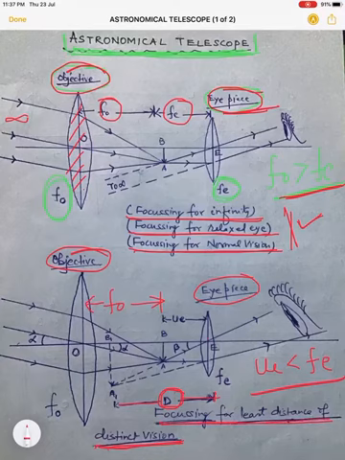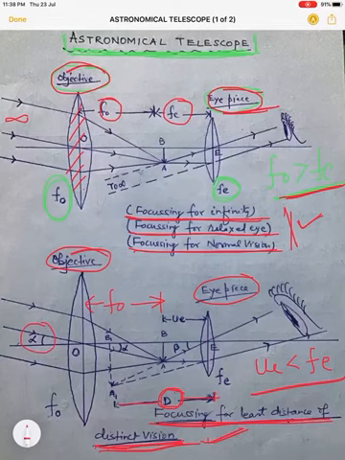So we can adjust our telescope by two methods. One is focusing for infinity and second is focusing for least distance of distinct vision. So this is all about the image formation. Now we have to go for the expression for magnification. But before we start, once again you see diagram number 2.